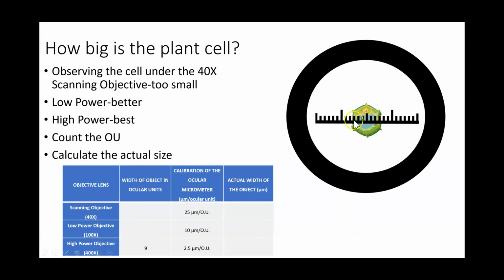So if this is 9 ocular units across at the high power lens, then what is the actual size of this plant cell? Again, do that calculation. Pause the video if you need to. Do that calculation and make sure you write it down so that you can take the quiz.